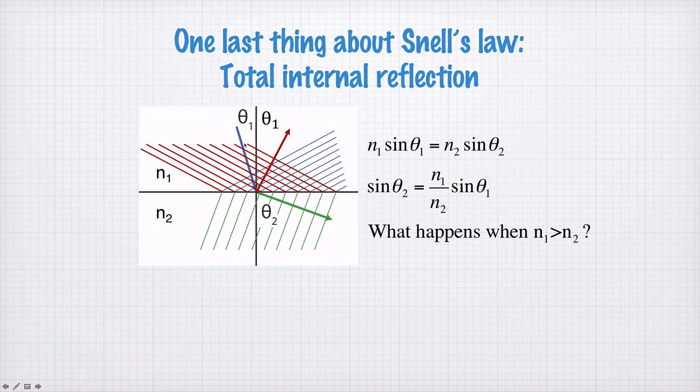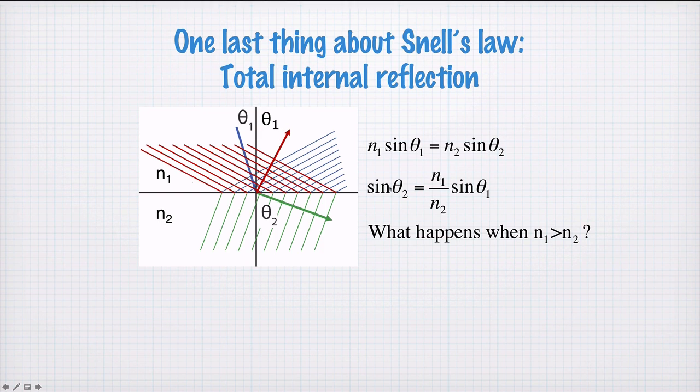Now if we make the angle theta 1 larger and larger, eventually this angle here will be 90 degrees. So the light that is refracted, the light that is transmitted, comes out and then travels parallel to this surface. If we increase this angle theta 1 even further than that, there'll be no more transmission. All the light will be reflected at theta 1.